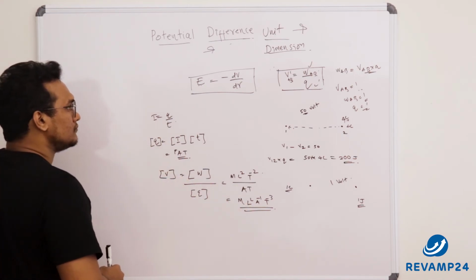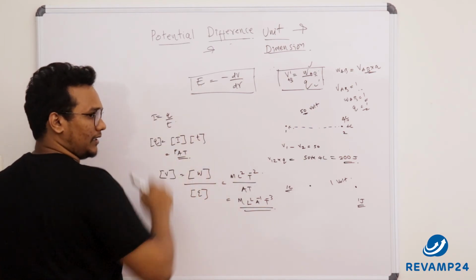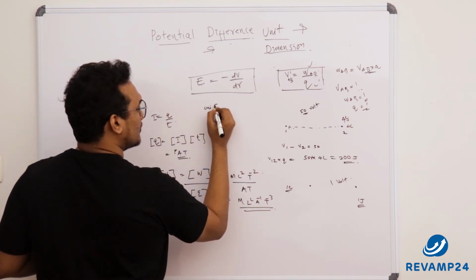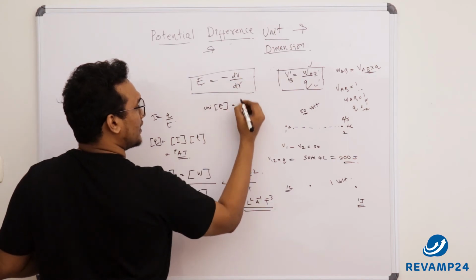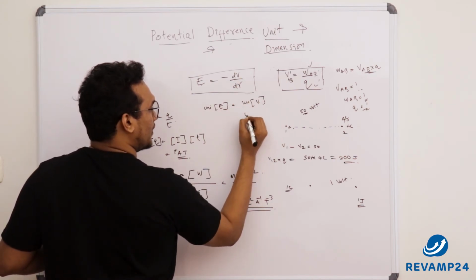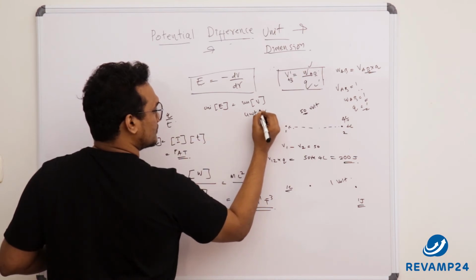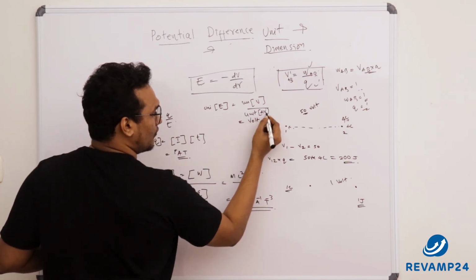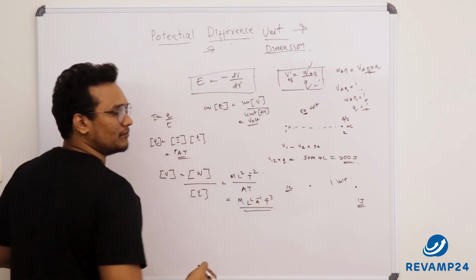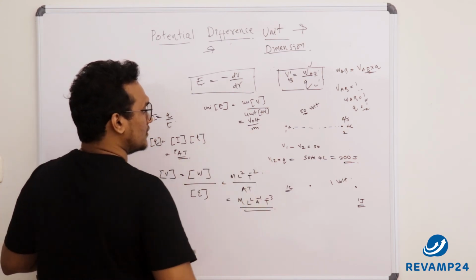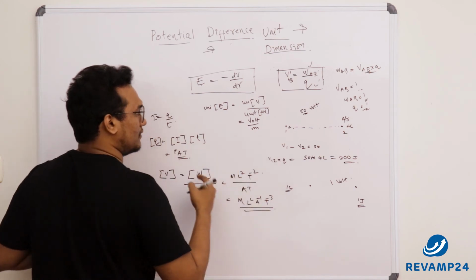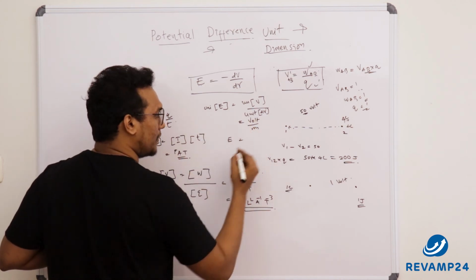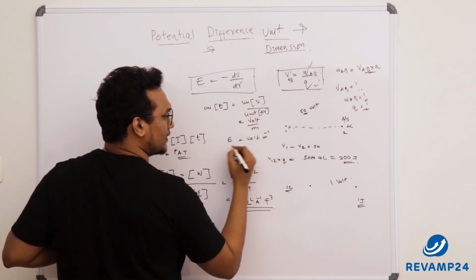And the next thing is, what is the unit of E? We can easily get the unit of E with this relation. The unit of E is the unit of V divided by the unit of dr. What is the unit of V? We know volt. And what is the unit of dr? dr is displacement, which is meter. So the unit of electric field is volt divided by meter, or volt per meter.